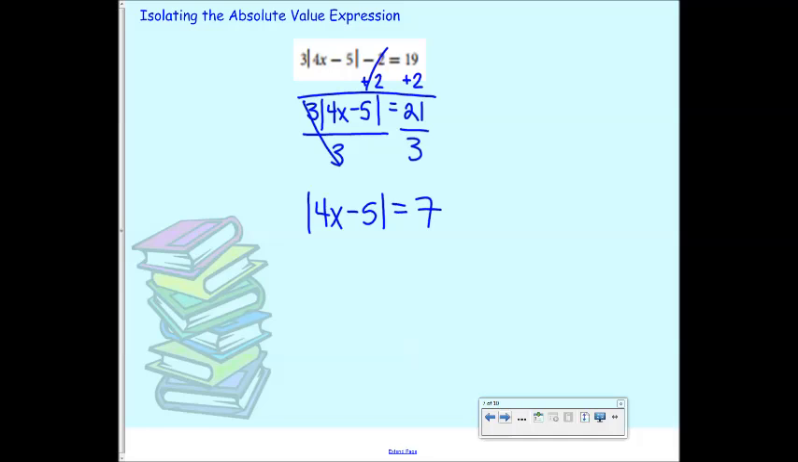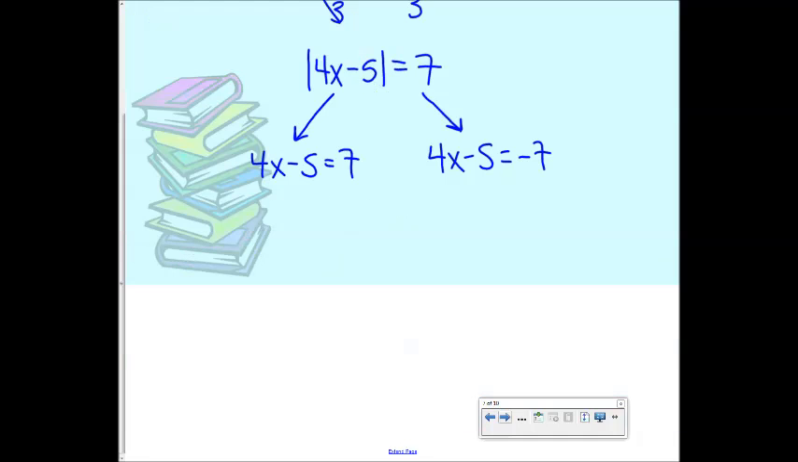So now I can break that into 2 different equations. Remember, we break it into 4x minus 5 equals positive 7, and 4x minus 5 equals negative 7. That's going to allow me to eliminate those absolute value signs. And now I just isolate the variable. So this is a 2-step algebra problem, just like what we've done before. I'm going to add 5 to both sides, and I get 4x equals 12. Then I divide by 4, so I get x equals 3.